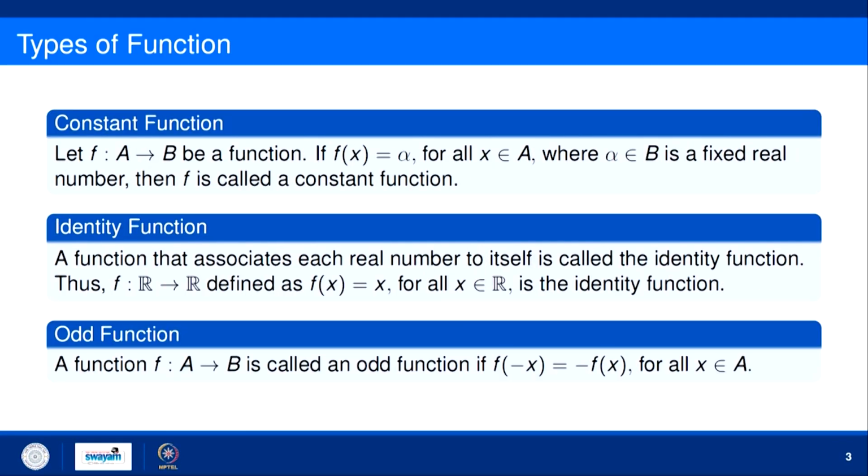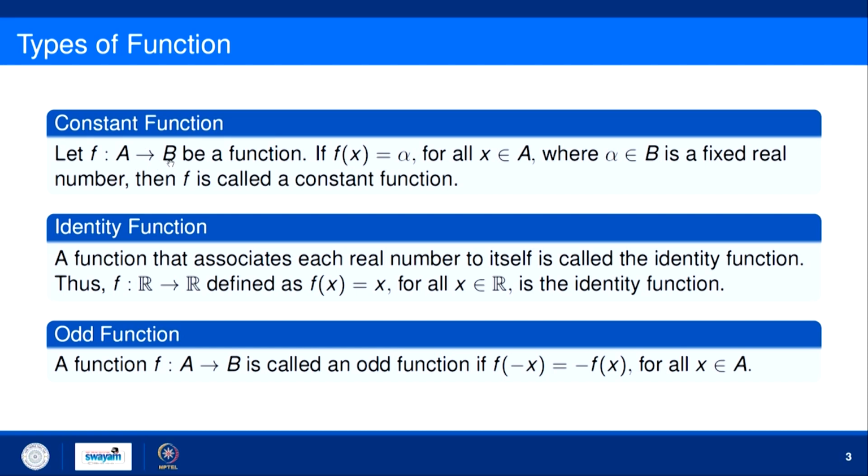So, next let us see what are the other properties of functions. This I have already discussed. Now, there are different types of functions. What are the different types of functions? Now, the first function is the constant function. What is a constant function? Let f from A to B be a function where A and B are two non-empty sets. If f(x) equal to alpha for every x belongs to A, where alpha belongs to B is a fixed real number, then f is called a constant function. That means, for every x, f is giving a constant value. So, that is a constant function.